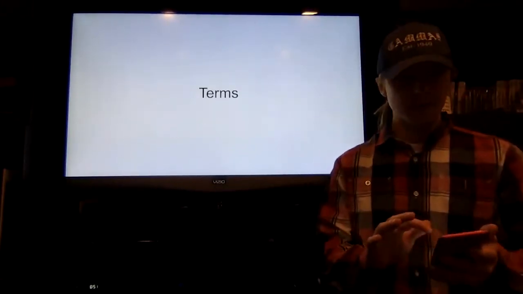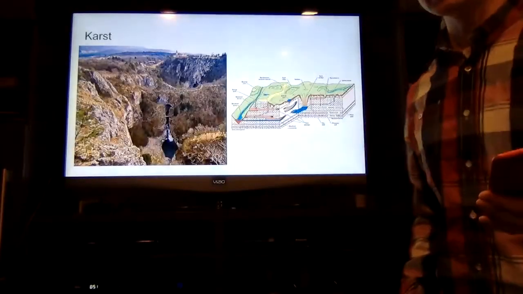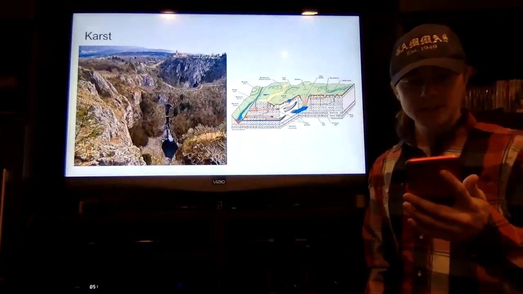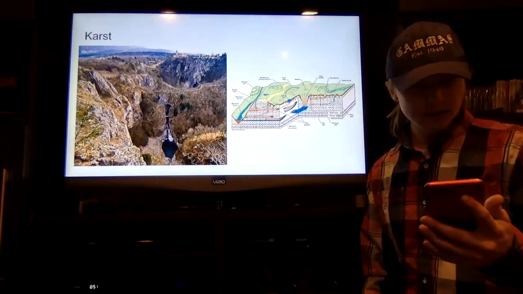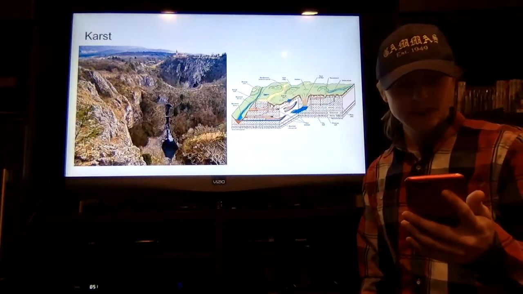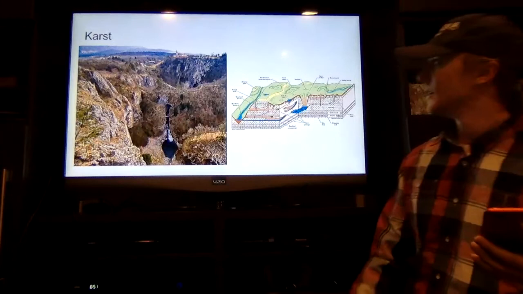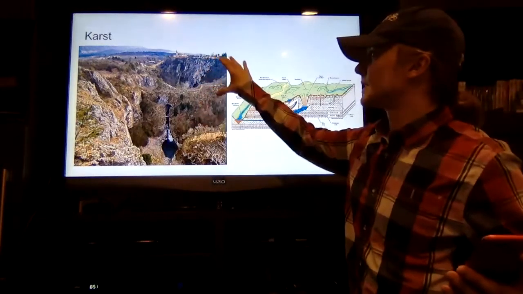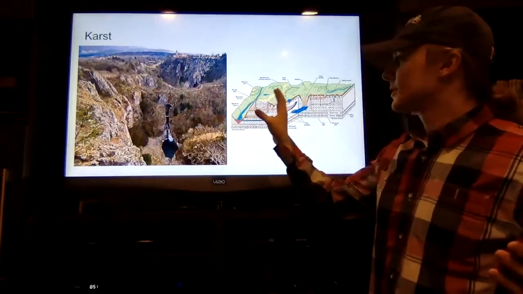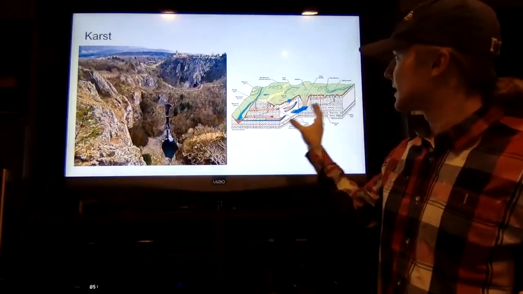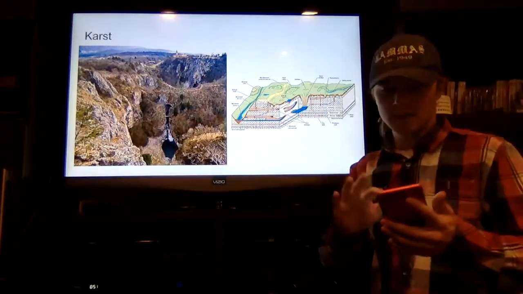A few terms before we get started. The most important for this is karst. Karst is a landscape underlain by limestone which has been eroded by dissolution, producing ridges, towers, fissures, sinkholes, and other characteristic landforms. So here you can see this big plateau that's been eroded by this stream. And most of the time with limestone features in karstic areas, there are big aquifers underground.